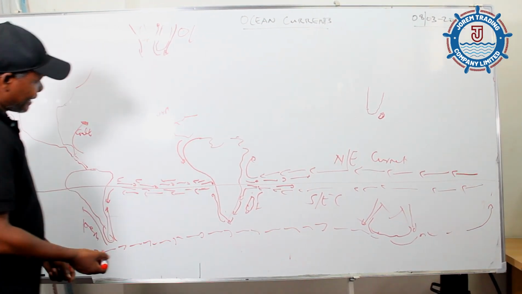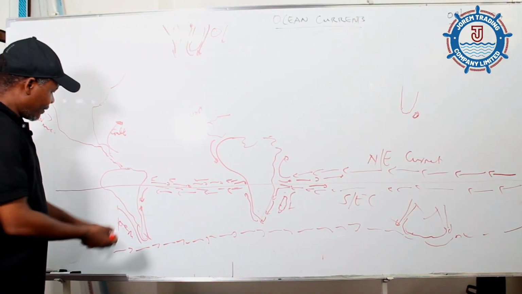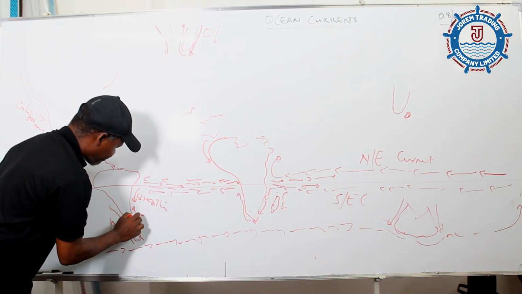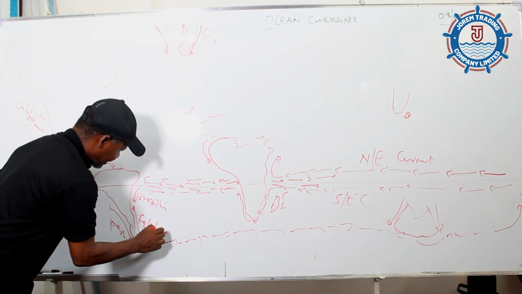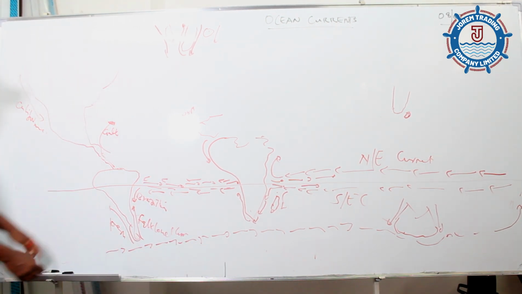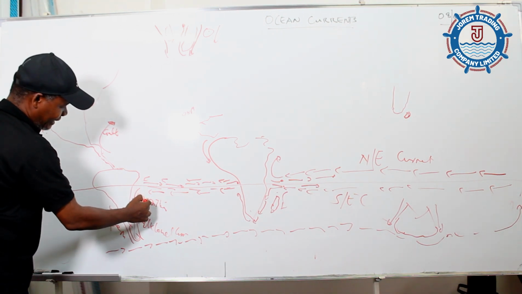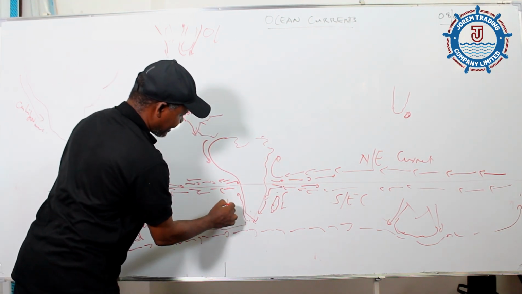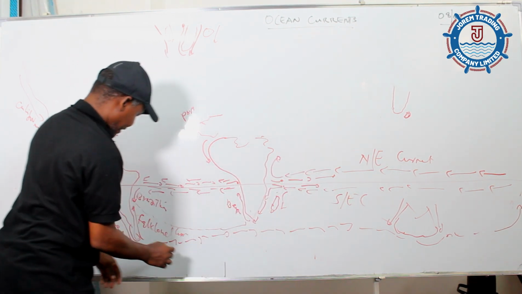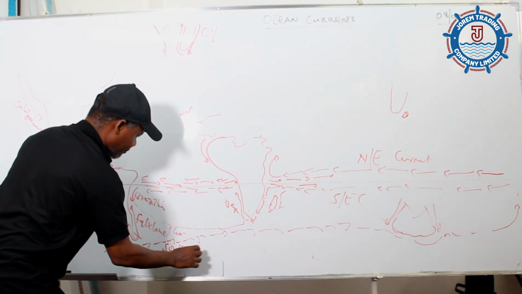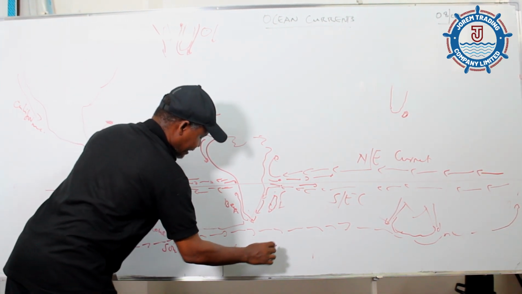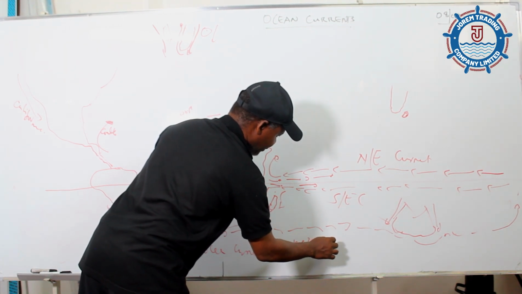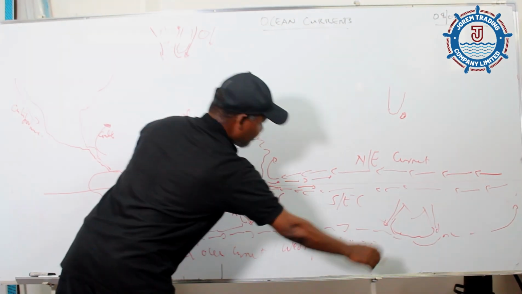So what we are trying to say, this one is the Brazilian current, and this one is the Falkland current. And of course, upon meeting, this Brazilian current will be deflected, joining this one again, going there. Part of which will form the Benguela current, and part of which will continue with the Southern Ocean current, or sometimes we say the west wind drift current.